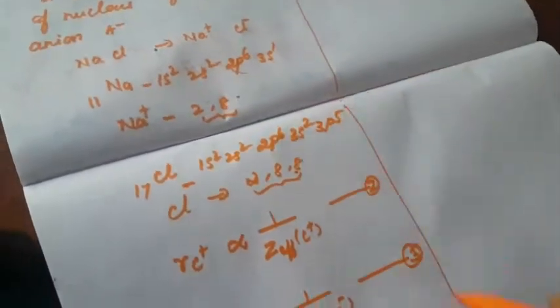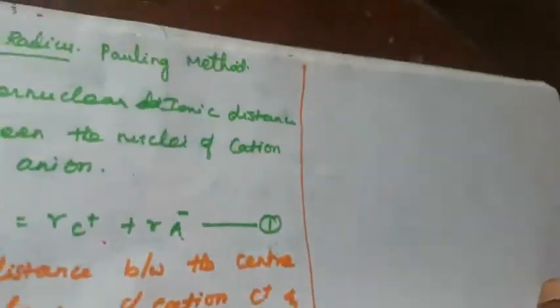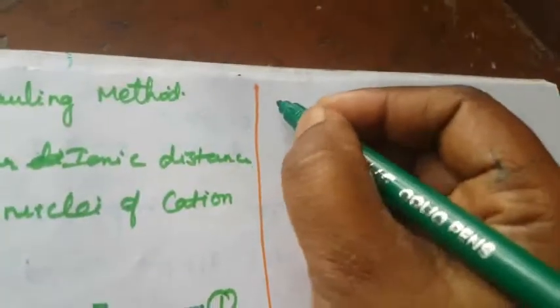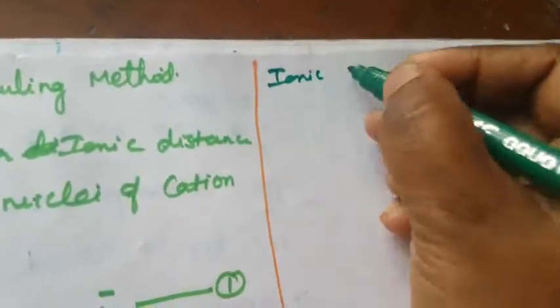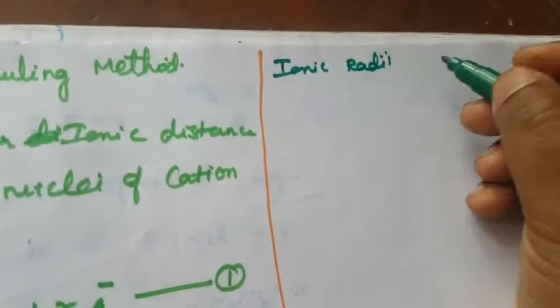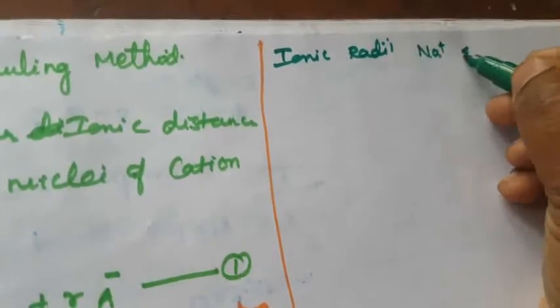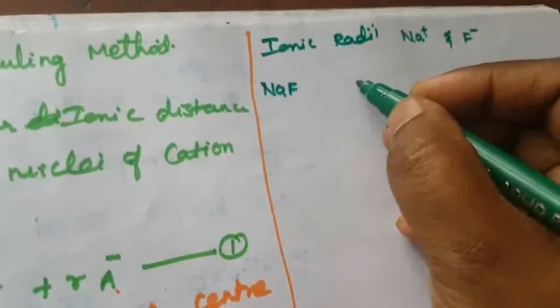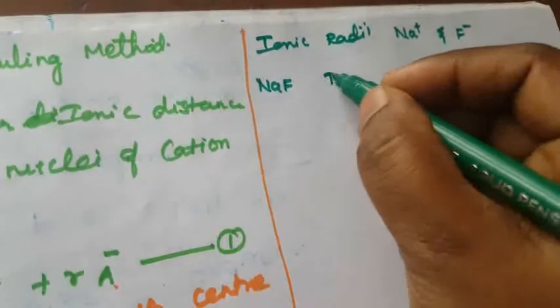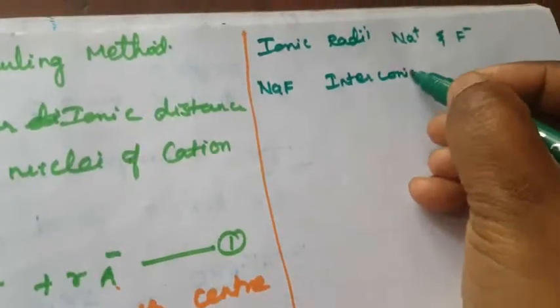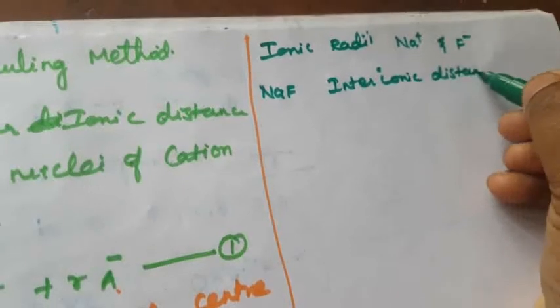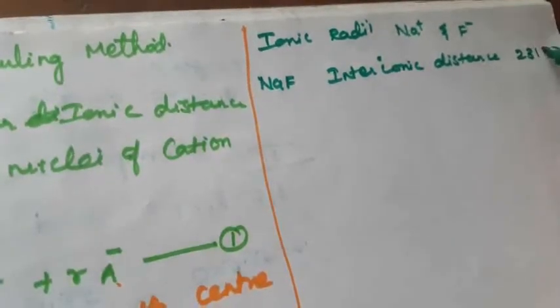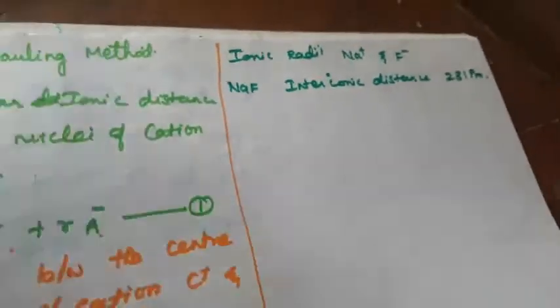Next, using this, they are doing one problem. What is that problem? First one is calculating the ionic radii of Na plus and F minus in the NaF crystal, where the interionic distance is equal to 231 picometer.